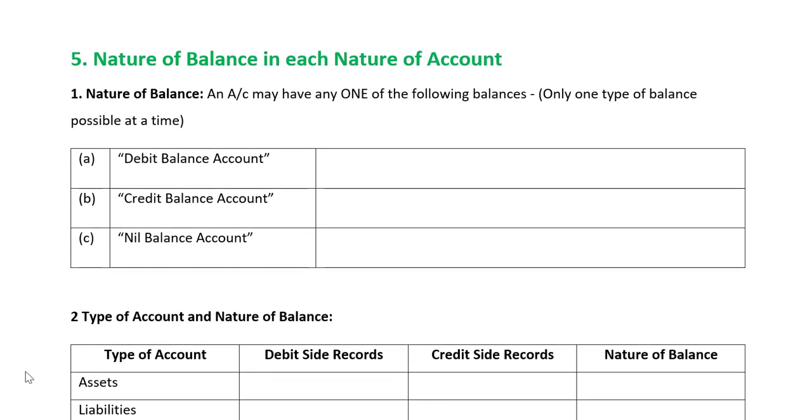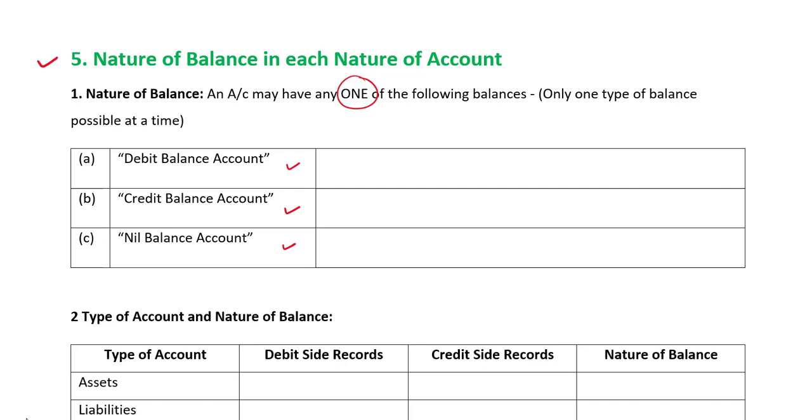Let's move ahead to our next topic, and that talks about nature of balance in each nature of account. Just see it over here. An account may have one of the following balances. Obviously, either it will have debit balance, or the account will have credit balance, or there would be a nil balance. So only one type of balance is possible at a time, obviously.